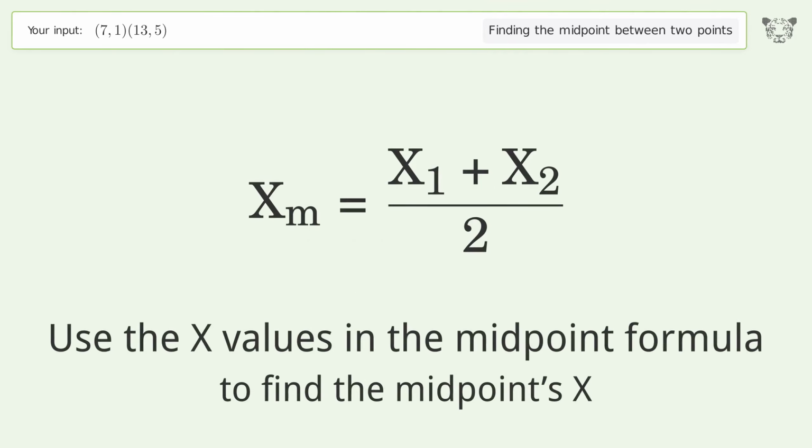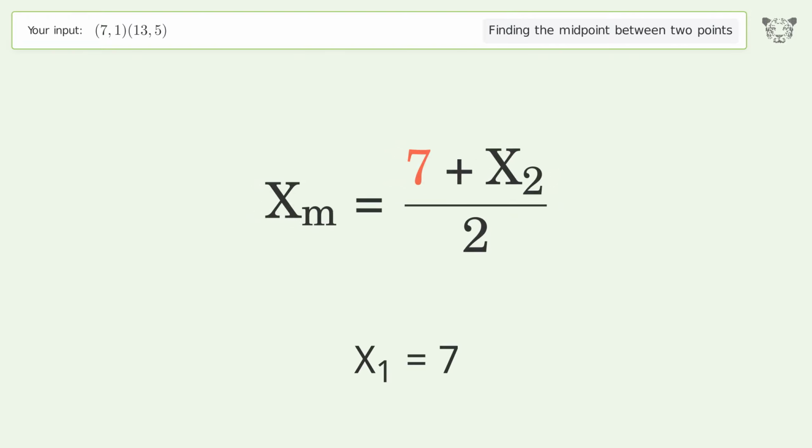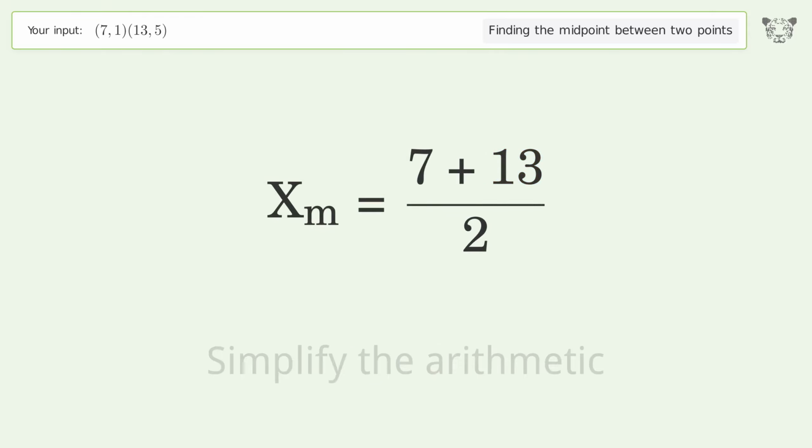Use the x values in the midpoint formula to find the midpoint's x. x1 equals 7. x2 equals 13. Simplify the arithmetic.